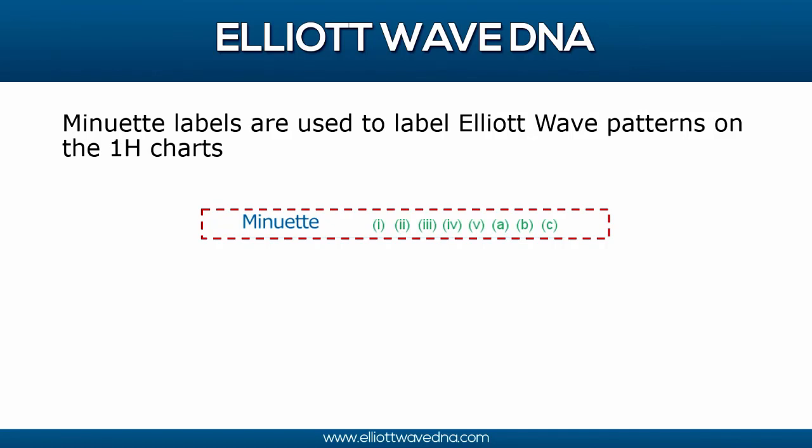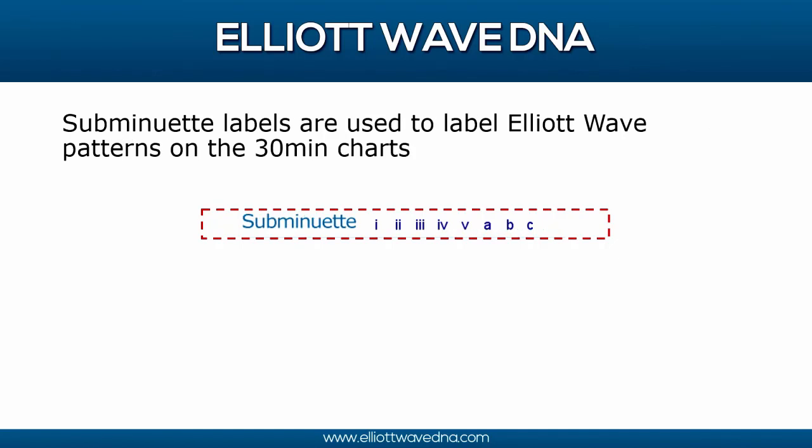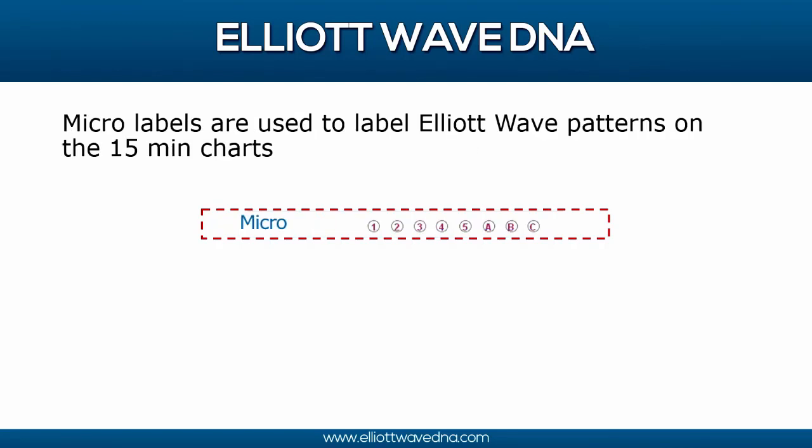Minute labels are used to label Elliott wave patterns on the 1-hour charts. Subminute labels are used to label Elliott wave patterns on the half-hour charts. Micro labels are used to label Elliott wave patterns on the 15-minute charts.